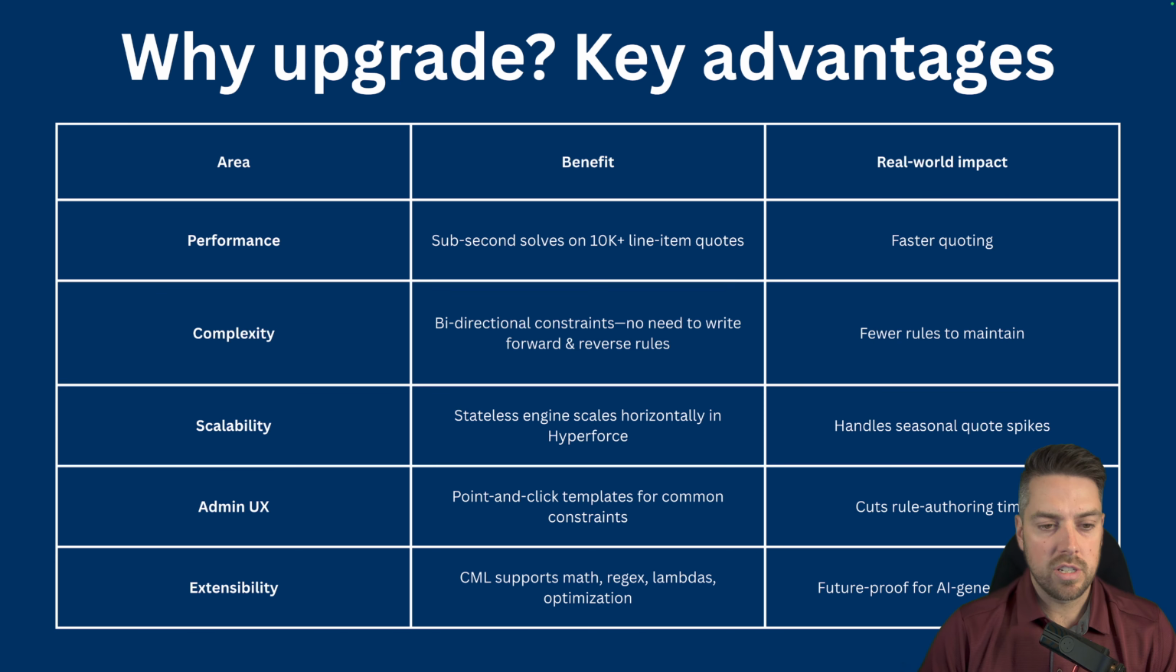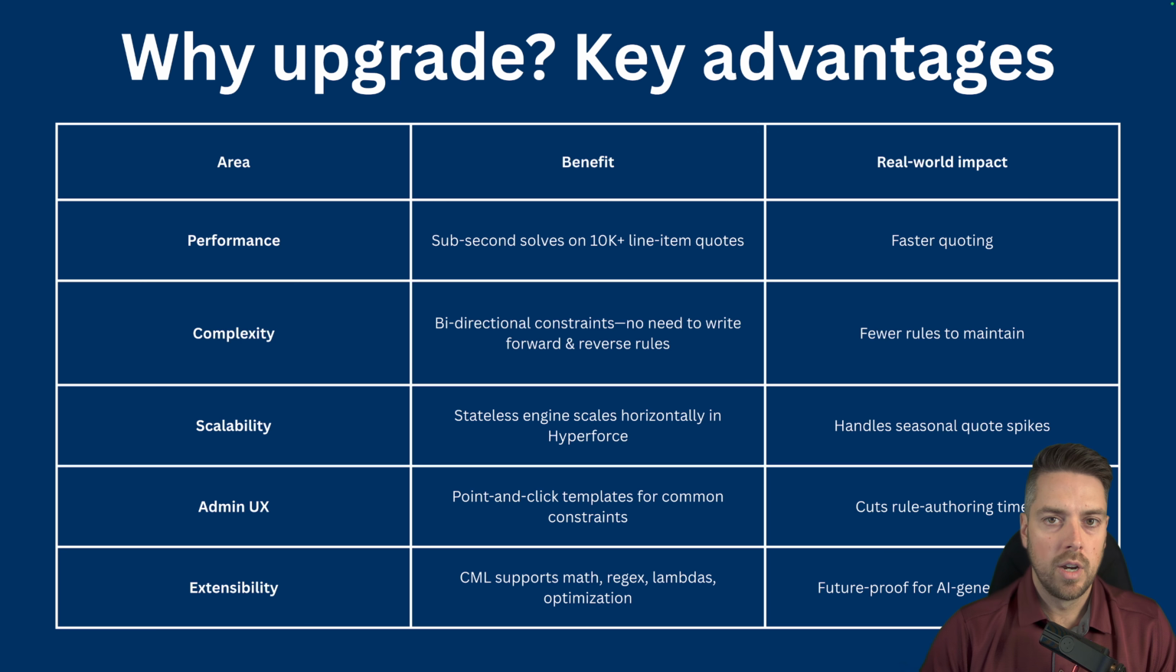What are the key advantages of the Advanced Configurator? Performance is one of them. It offers sub-second solves for 10,000-plus line item quotes, so faster quoting. It also does bi-directional constraints, so you don't need to write forward and reverse rules like we're used to with either managed package CPQ or the current configuration rules, right?